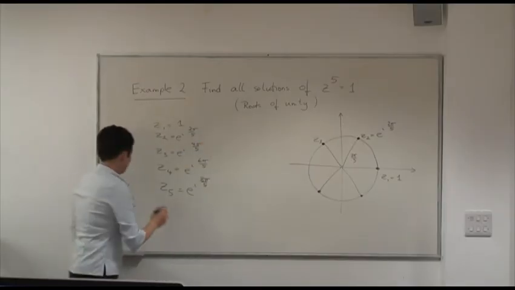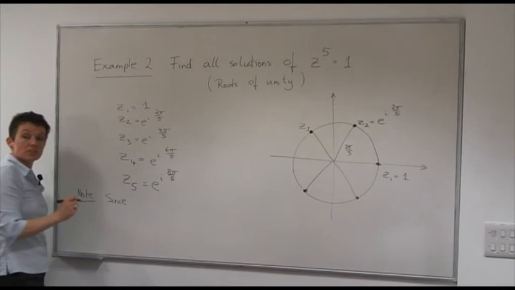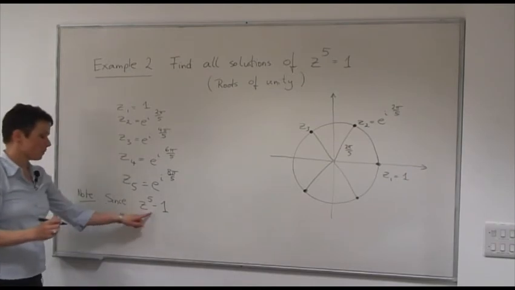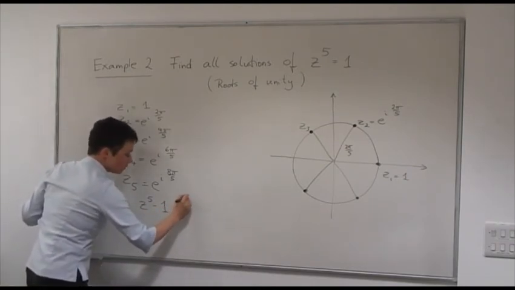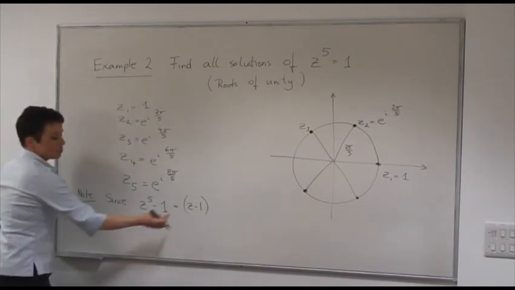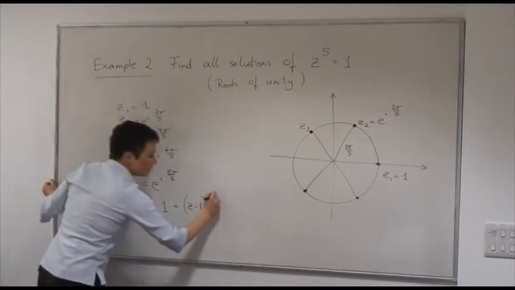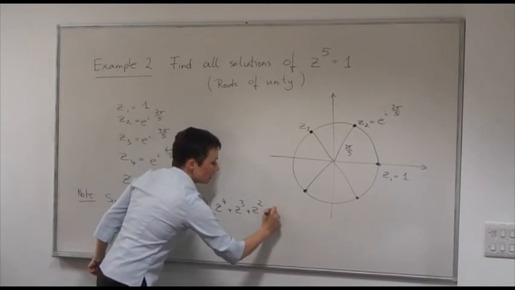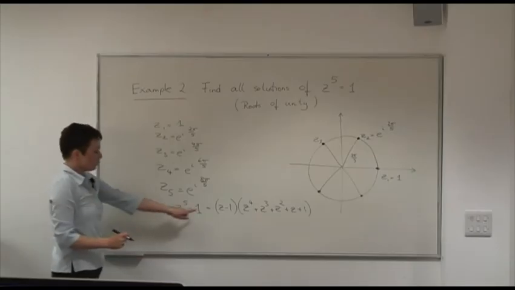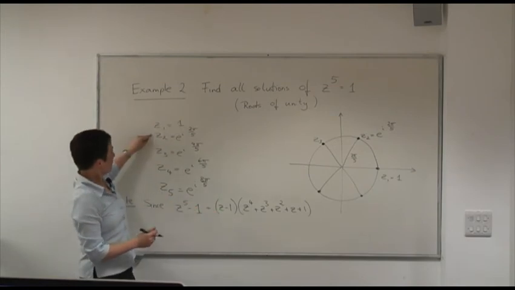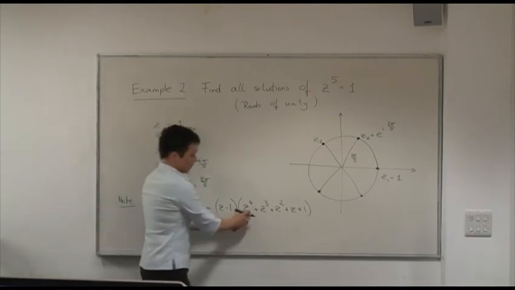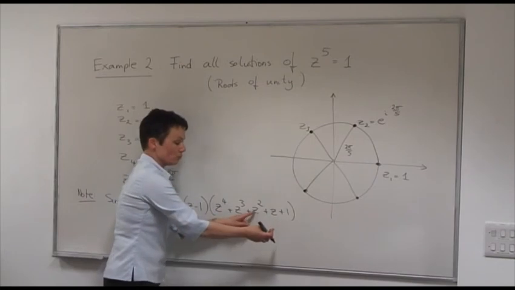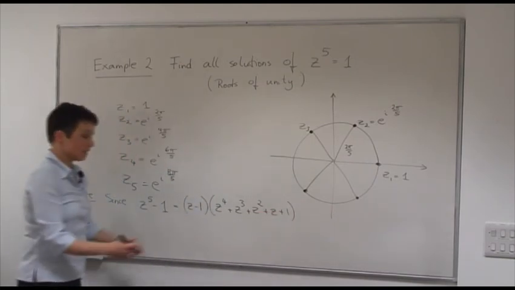Okay, so this solves the problem, but it's probably worthwhile noting another fact that comes out of this problem, namely, since it's quite easy to factorize this polynomial, not fully factorize, but take out one factor, z minus 1, which has the solution 1, times z to the 4 plus z to the 3 plus z squared plus z plus 1. So 1 is a solution to this factor. The other 4 solutions, z2 through z5, are actually solutions to the equation z to the 4 plus z cubed plus z squared plus z plus 1 equals 0. So that's something that comes out of it.